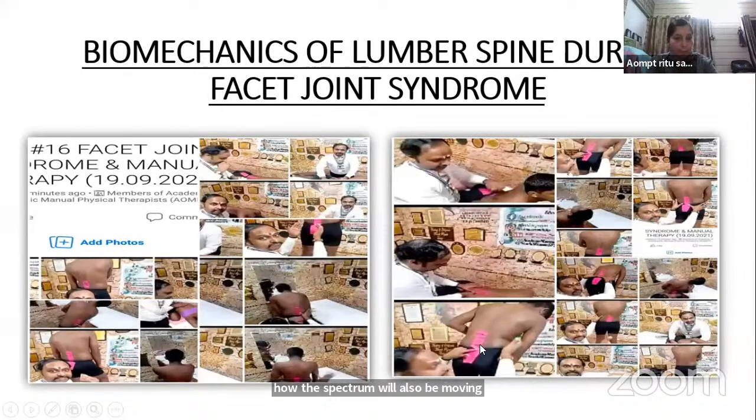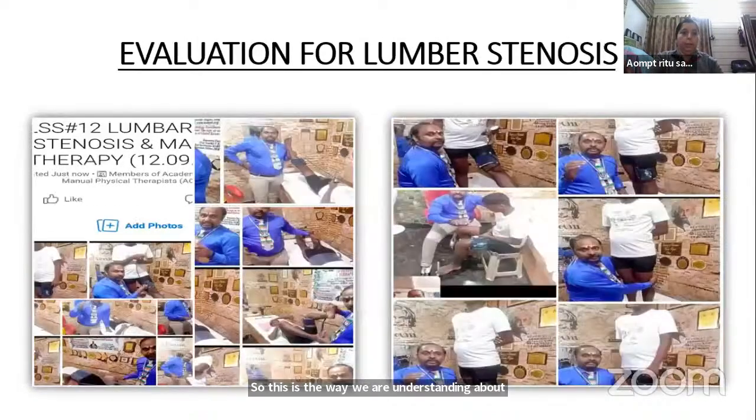Because if a facet joint is locked, it will be stuck. Maybe it will be the cause of sacral torsion also. Maybe the unilateral sacroiliac joint pain can also be because of this locking. So this is the way we are understanding the lumbar spine. And this is also the lumbar spine, how we can understand stenosis of the lumbar spine.